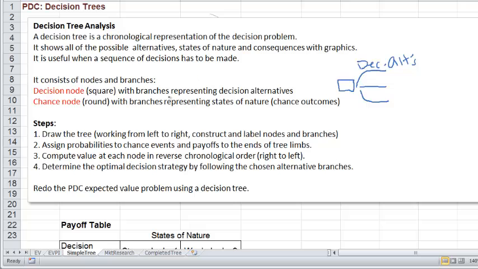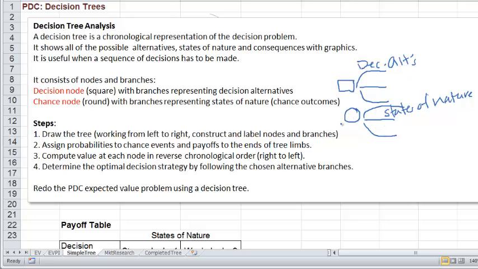Now, a chance node represents the point in time when someone else, other than you, makes the decision, like Mother Nature, market forces, and so on. It's represented by a circle, and the branches from it are the states of nature. When you're at a chance node, which branch is chosen depends on chance, not on you. You don't get to decide which branch to take.